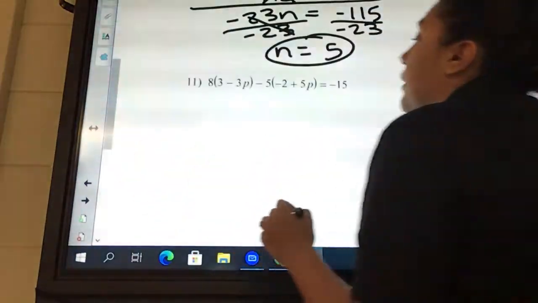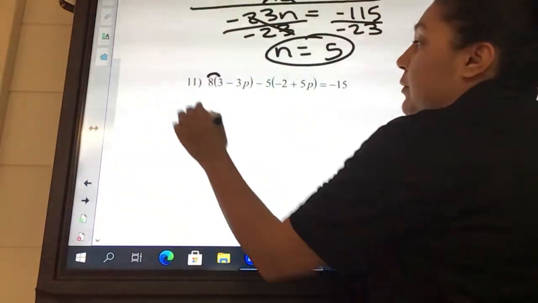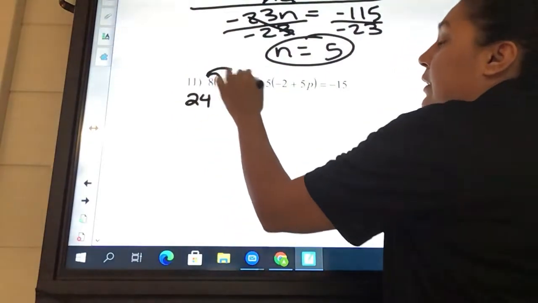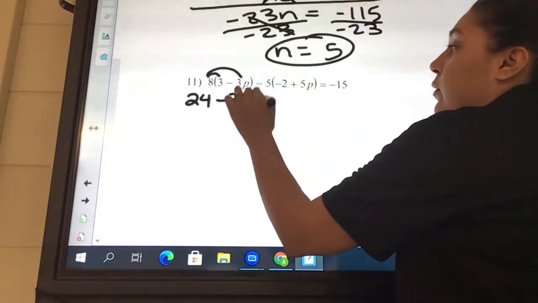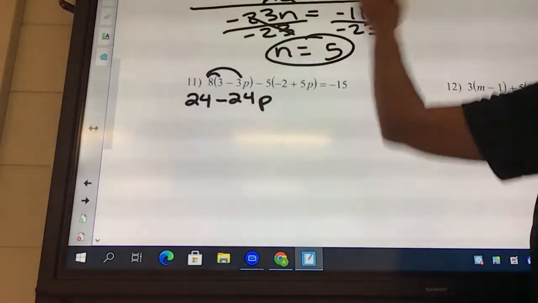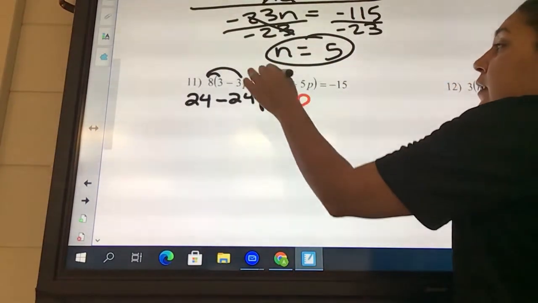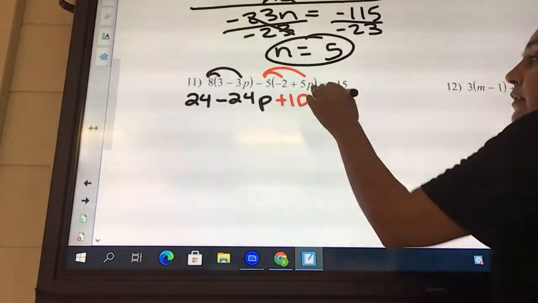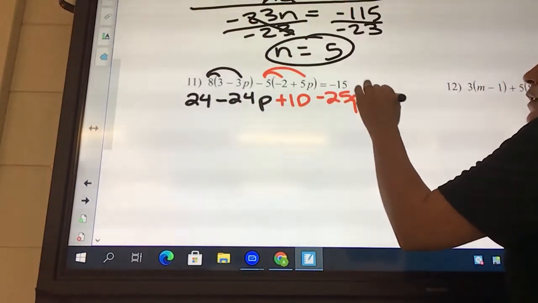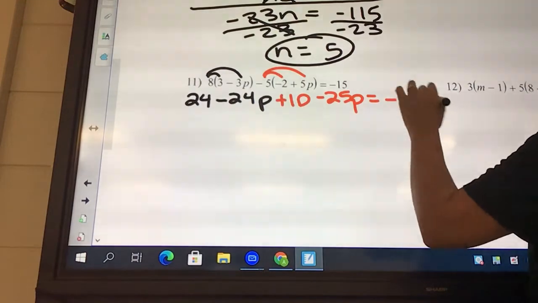Okay, 11. I'm going to distribute. So I got 8 times 3 is going to be 24. 8 times negative 3 is going to be negative 24p. And then distributing this one, I got negative 5 times negative 2 is going to be plus 10. Negative 5 times negative 5 is going to be negative 25p equals, and I have negative 15.